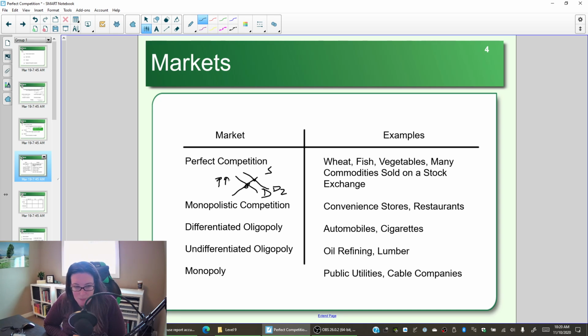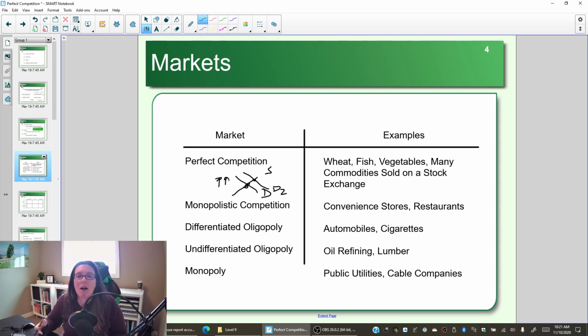Differentiated oligopolies are where you have a handful of sellers. So monopolistic competition, lots of sellers, but they're different. Differentiated oligopoly is a handful of sellers, and they're different. So for example, you're driving down the highway, you see a car in front of you. Can you tell who made it? Sure, they look different. They have their logo slapped all over it. So we can tell which car was made by which company.